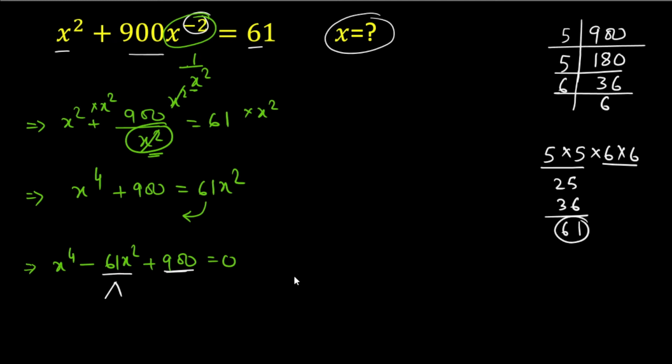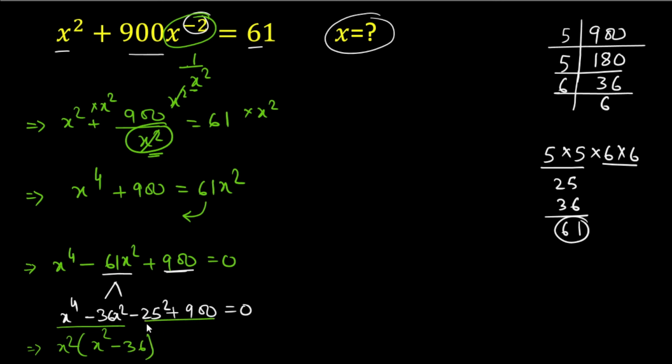So we can write this 61 as negative 36 x square and negative 25 x square. So x raised to the power 4 as it is, plus 900, that is equal to 0. Now from the first two terms we can take x square common, and the remaining is x square minus 36. And from the other two terms we'll take negative 25 common, and the remaining is x square minus 36, that is equal to 0.